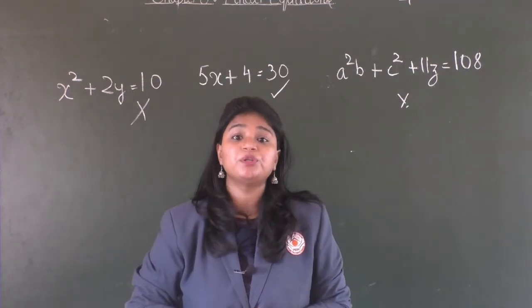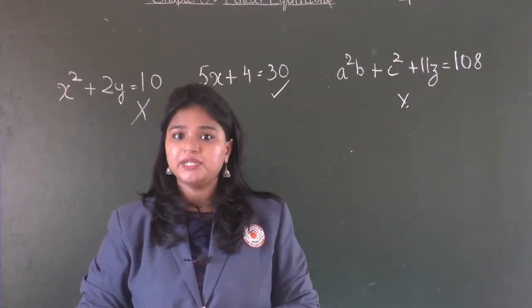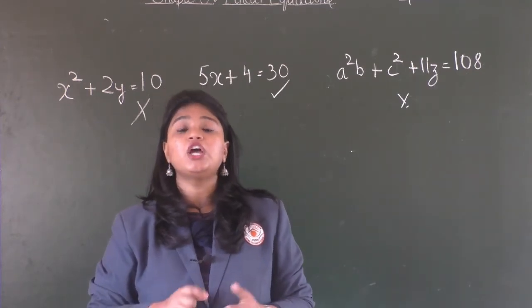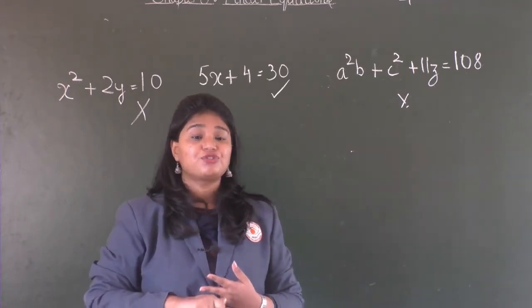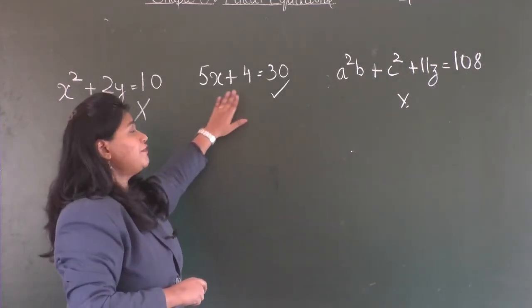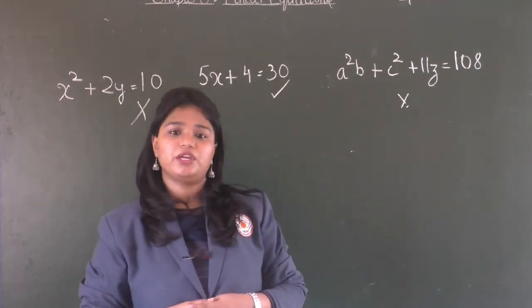In this chapter, we will be learning about linear equations in one variable, which means an equation in which only one variable or one alphabetical letter is present. So here, for example, 5x plus 4 equals to 30 is an example of linear equations in one variable.